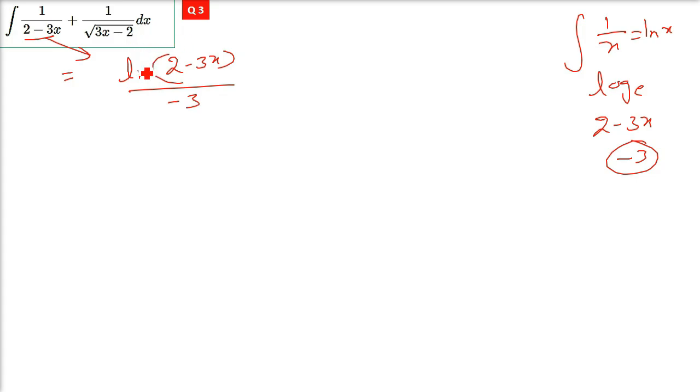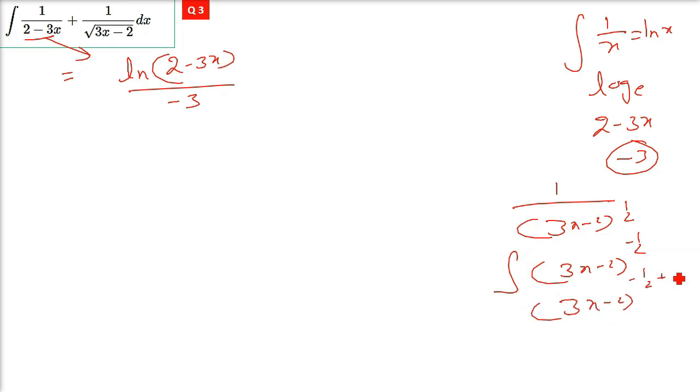The next one is 1 by under root 3x minus 2. This integration you already know. So we'll take this 3x minus 2 in the numerator. It will go negative half. Whatever power is there, when it goes up, it will go minus. So 3x minus 2 to the power minus half plus 1 divided by minus half plus 1. 3x minus 2 to the power half, because minus half plus 1 is half. Denominator: minus half plus 1 is half. So we have this half, 2 goes up. So twice into 3x minus 2 to the power half. And we have to differentiate 3x minus 2, which is 3, and that has to be kept in the denominator.